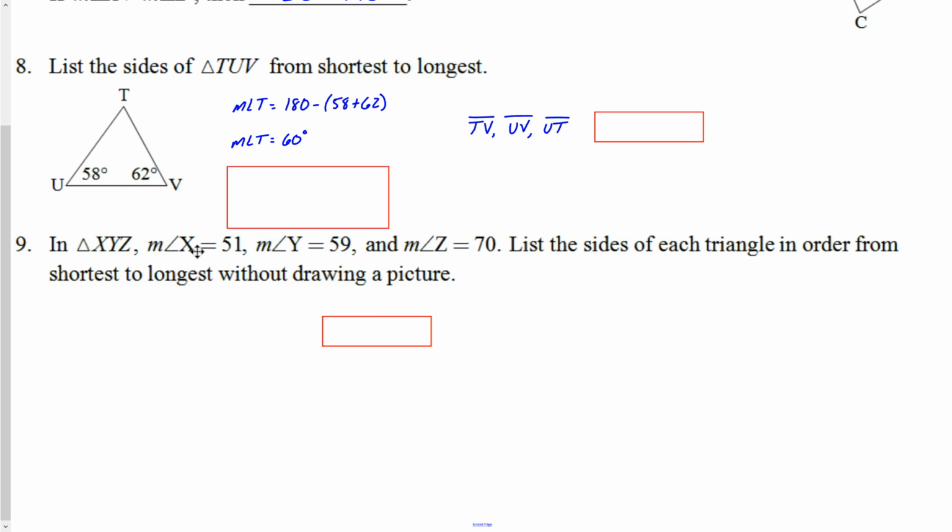So if the measure of angle X is the smallest out of the 3, that means segment YZ has to be the side opposite from that, and therefore it is the shortest side. Opposite of the middle sized angle Y would be segment XZ, and opposite the largest angle Z would be segment YZ. So here are your sides in order, shortest to longest.